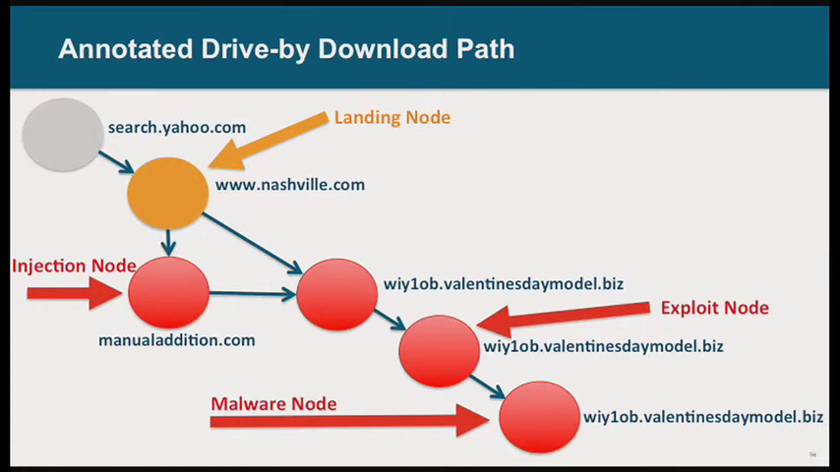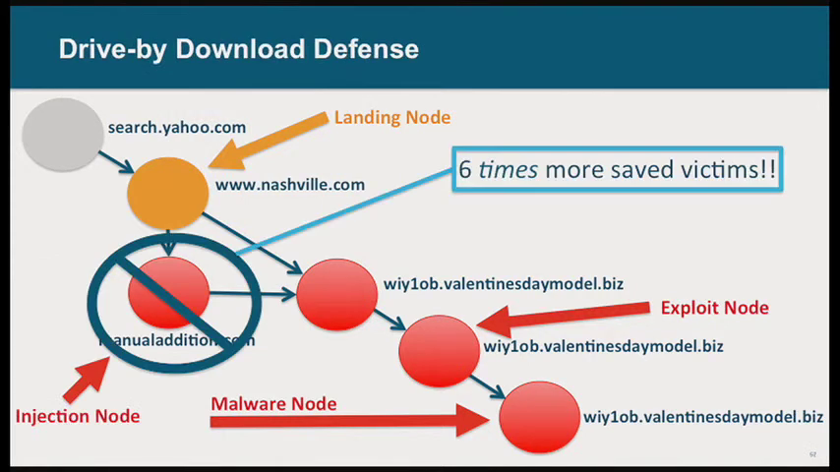In addition to being able to use this information with a threat analyst to understand attack trends, we also showed that you could use Web Witness to actually implement new defenses. In our case, it was blocking the manualedition.com, which was the injection domain that allowed us to save 6 times more victims. The actual defense module for Web Witness, though, is not just constrained to this one defense. We actually have other defenses that we've started to implement using this technique.